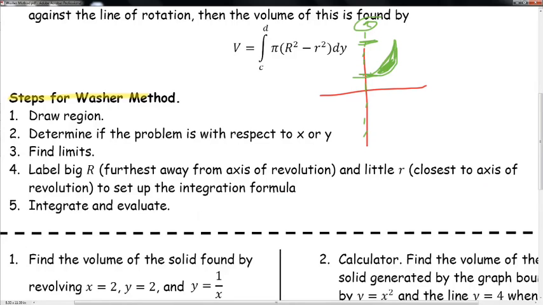And you label your big R. This is going to be the furthest away from the axis of revolution. So my big R is going to go all the way out to the outside edge. My little r is the one that's the closest to my axis of revolution. That's this guy right here. And then you want to set up the formula I gave you of capital R squared minus lowercase r squared. Go ahead and integrate and evaluate.